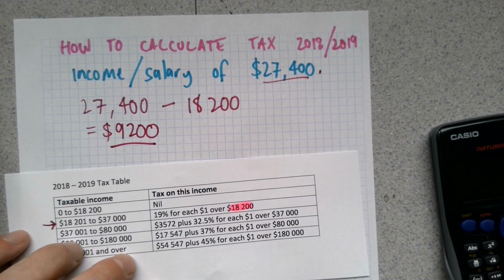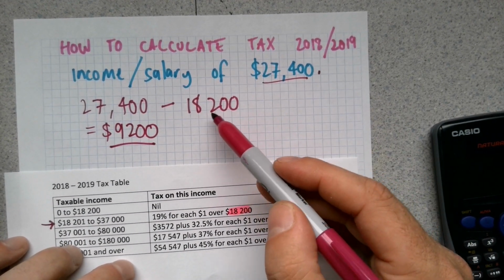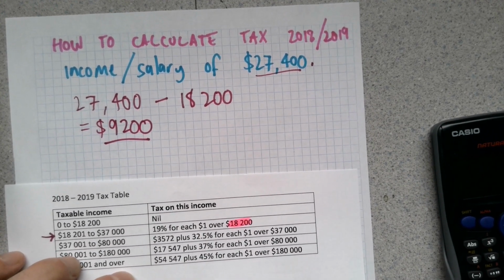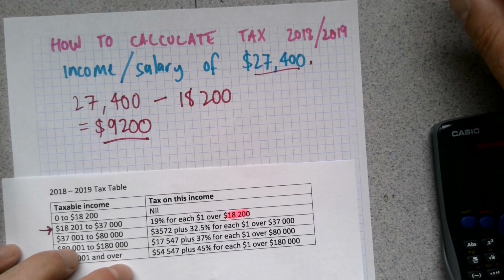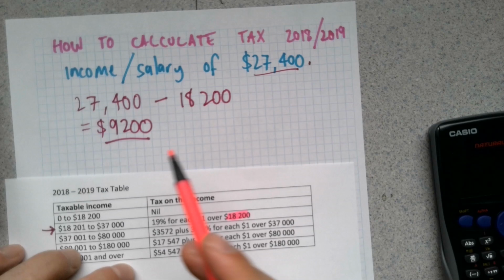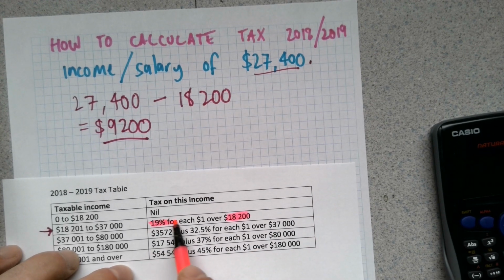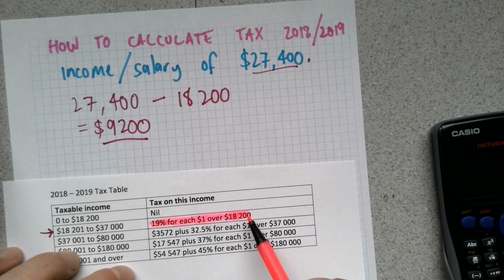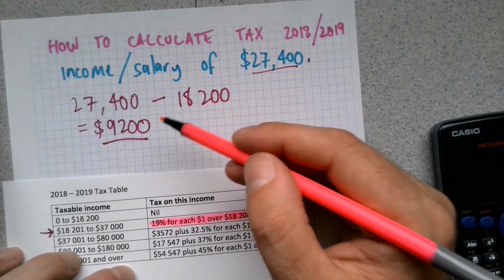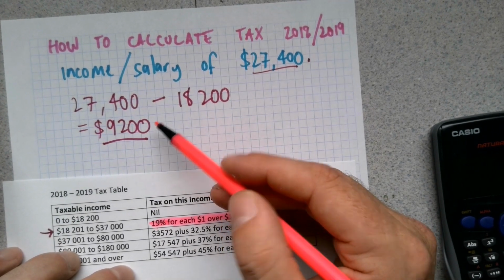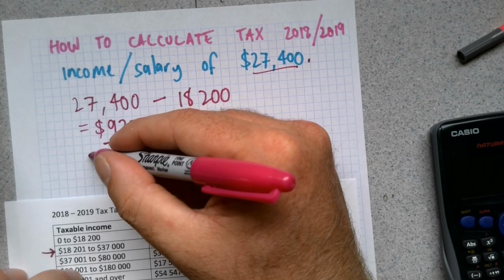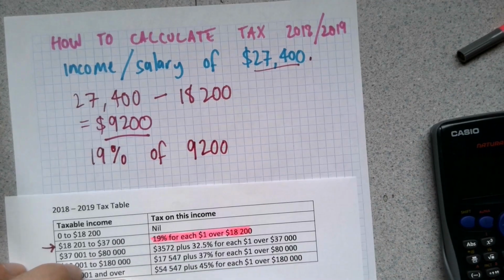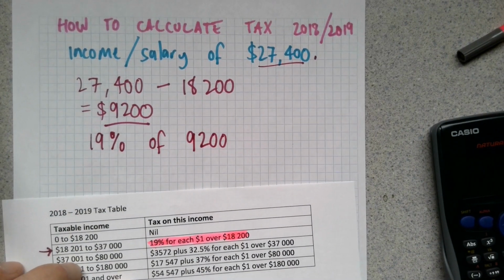This is the amount that they're actually being taxed on, because remember, anything below 18,200 they don't get taxed on. So essentially what we're going to do for this income, 27,400, is work out 19% for each dollar over 18,200. How many dollars over 18,200? Well, it's 9,200 over. So we need to work out 19% of this amount. So they're paying tax 19% of 9,200.